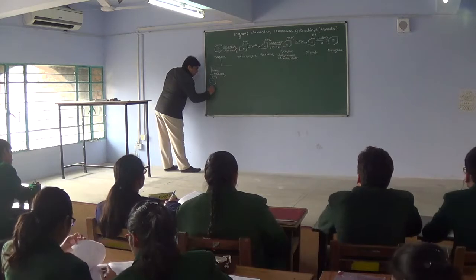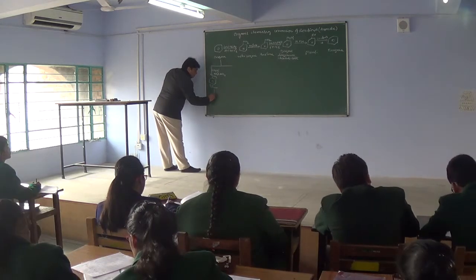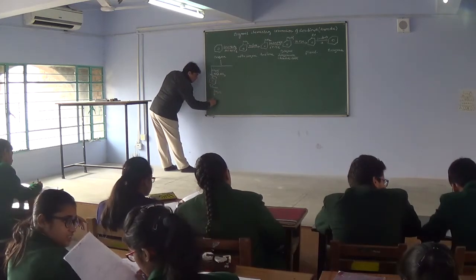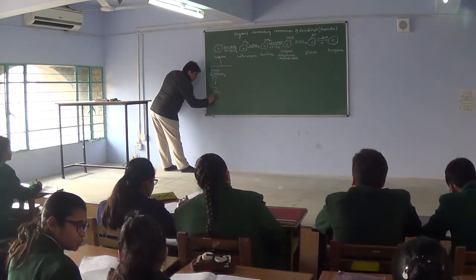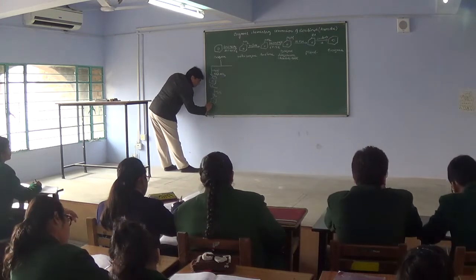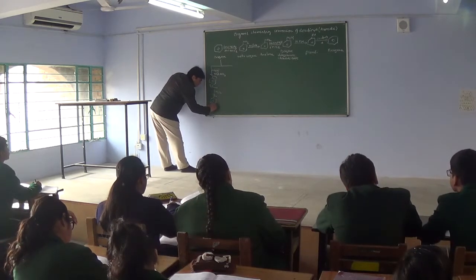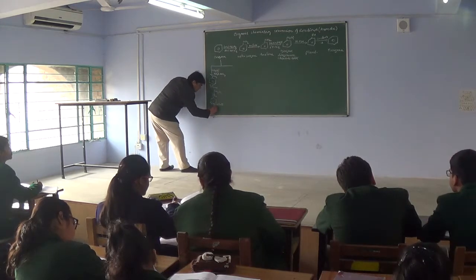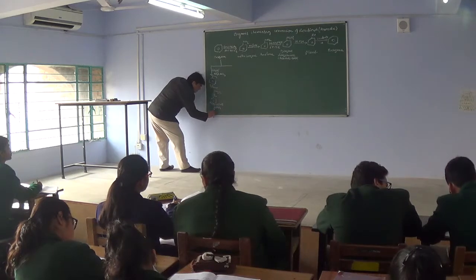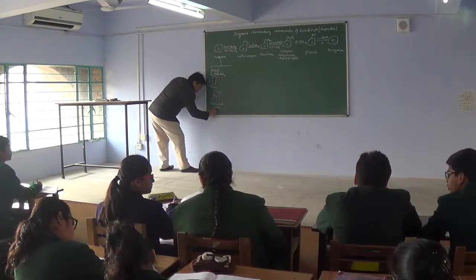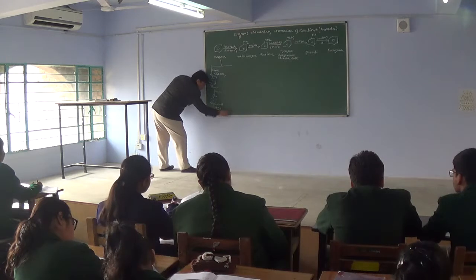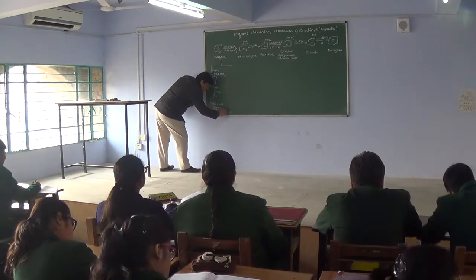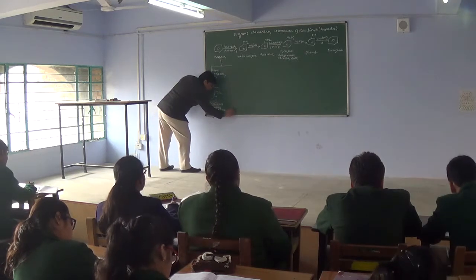This is toluene. Chromyl chloride will form benzaldehyde. Oxidizing with KMnO4, you will get benzoic acid. You add soda lime and heat it, you will get benzene.